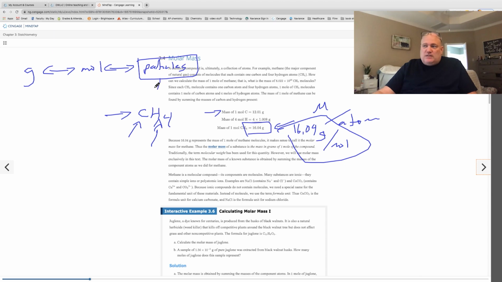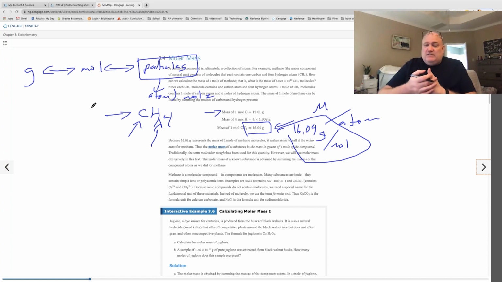Remember, these particles can be either atoms or molecules or cookies or whatever. Sometimes we get confused because we're like, how could you have 6.022 times 10 to the 23rd atoms be the same as 6.022 times 10 to the 23rd molecules? And again, let me remind you, a dozen is a dozen.